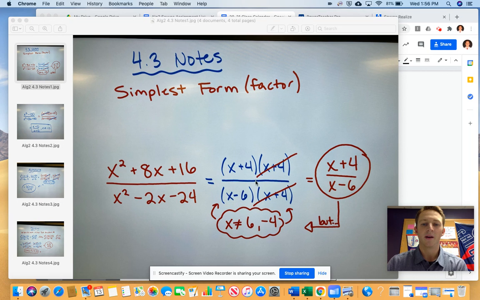And then we can cancel out some terms that are the same. So we have an x plus 4 on top and an x plus 4 on bottom, and our answer is x plus 4 over x minus 4. But we do have these restrictions.